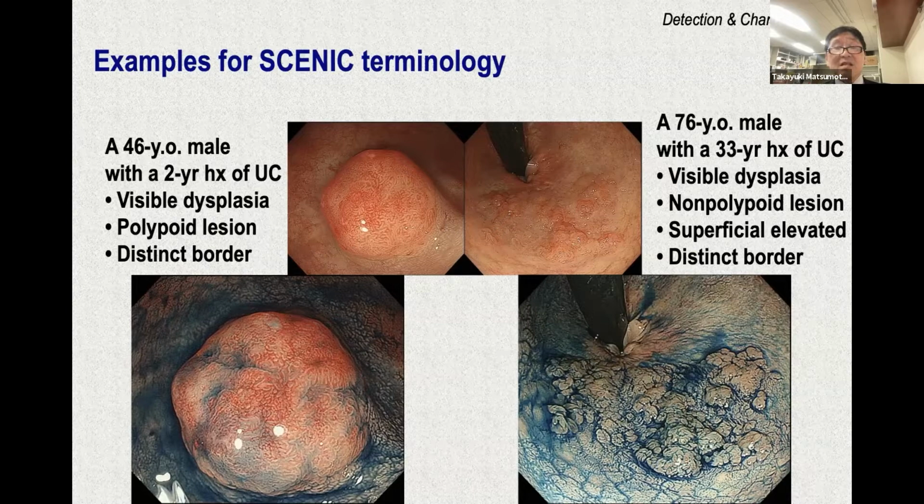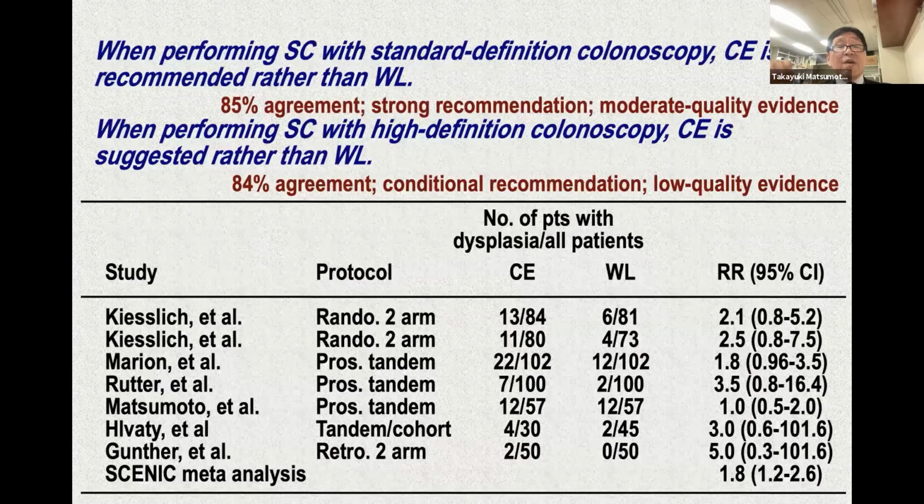But in any event, during the SCENIC recommendation, there were two recommendations which had more than 85% agreement. One is when performing surveillance with standard definition colonoscopy, chromoendoscopy is recommended rather than white light colonoscopy. And the other is when performing surveillance with high definition colonoscopy, chromoendoscopy is suggested rather than white light colonoscopy. These two recommendations were accepted based on a meta-analysis of seven clinical trials. And during that meeting, we discussed the inferiority or superiority of target and random biopsies, but we failed to reach a consensus.